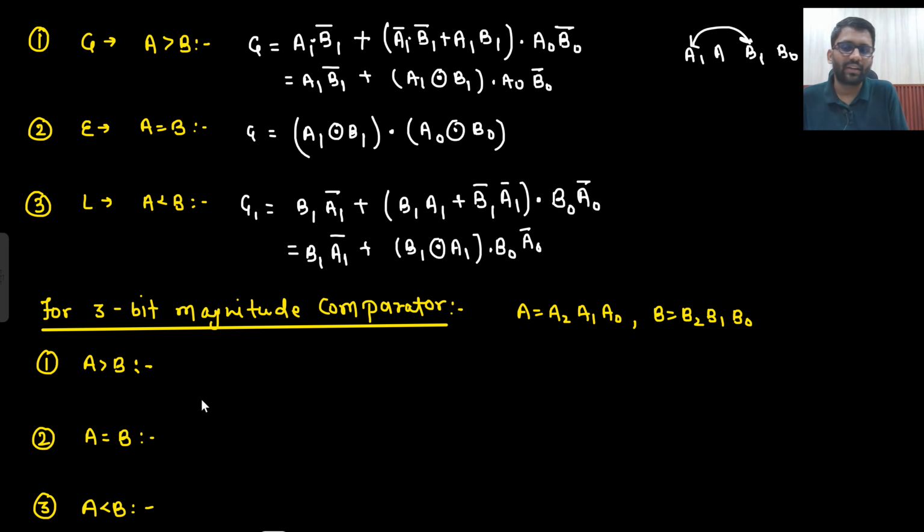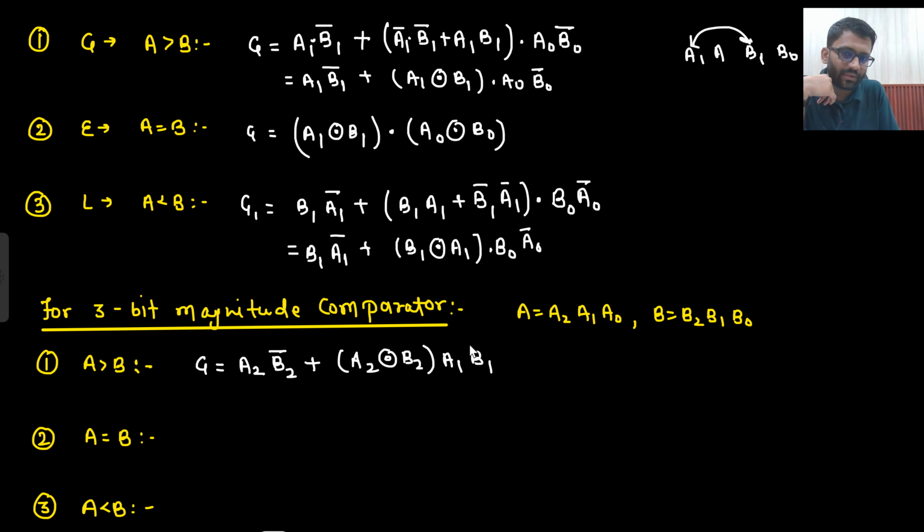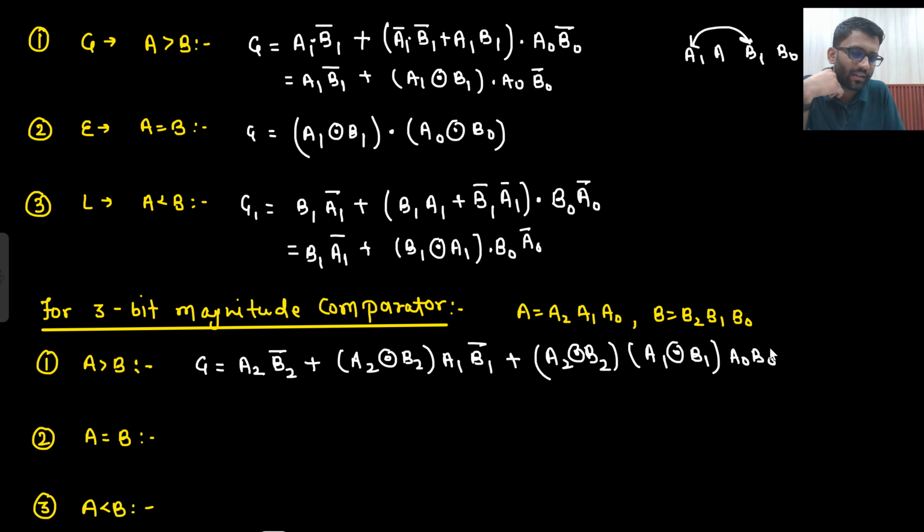For a 3-bit magnitude comparator, try writing down the final answer. What would be the first condition? That A2 is there and B2 is not there. Or if A2 and B2 are equal, then A1 is there but B1 is not there. Or if A2 and B2 are equal and A1 and B1 are equal, then A naught is there but B naught is not there. That is the final expression.